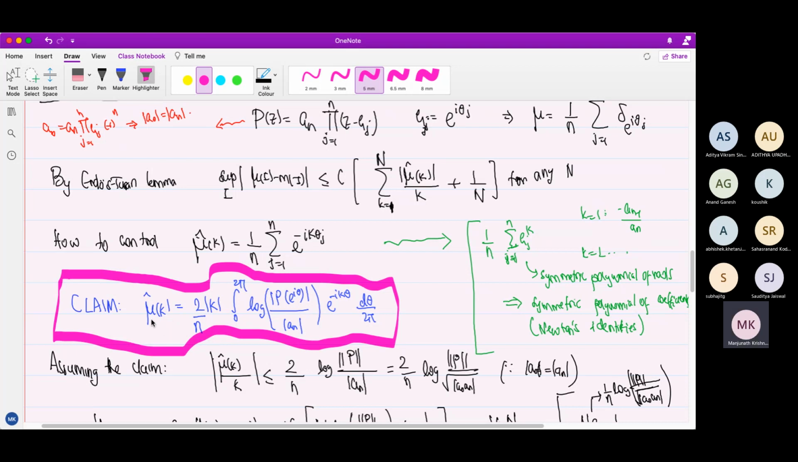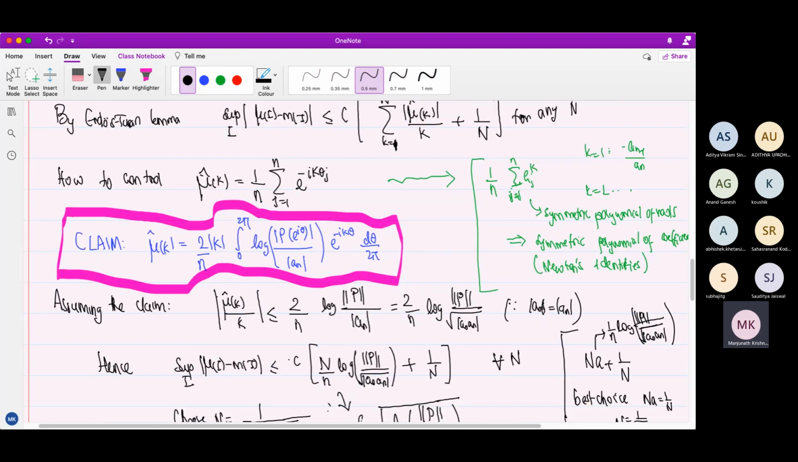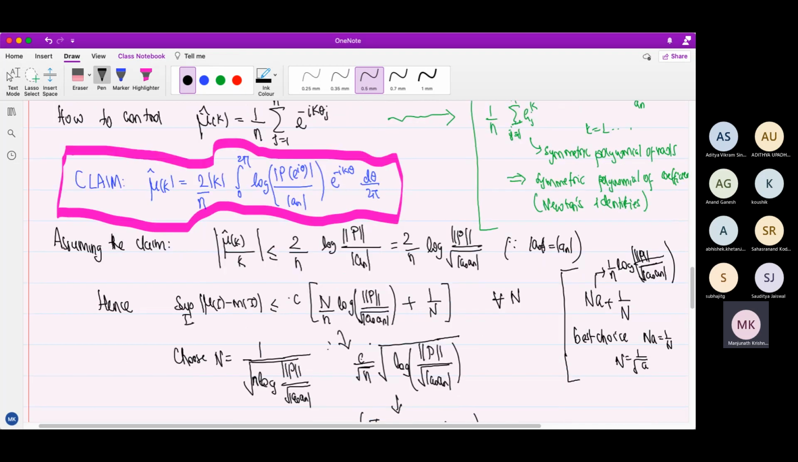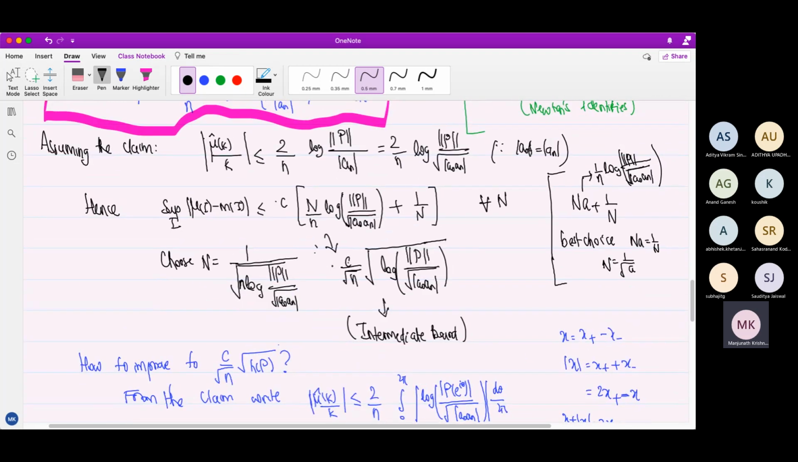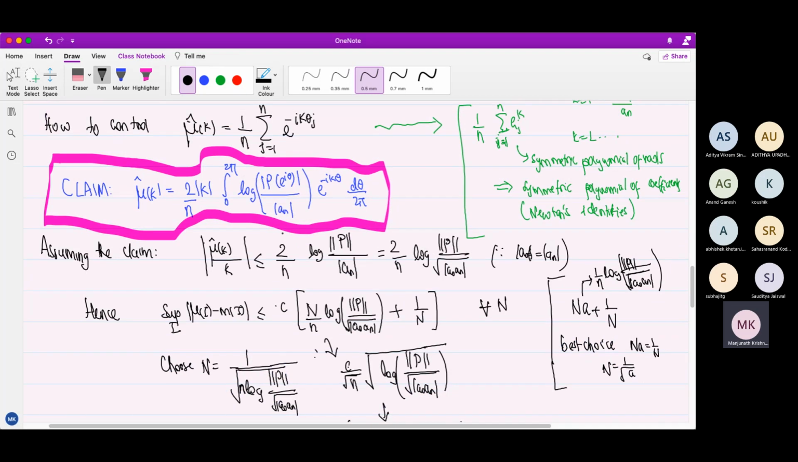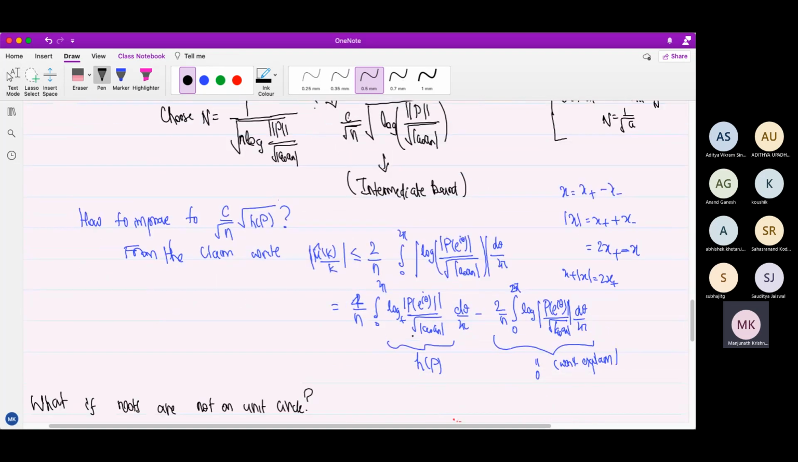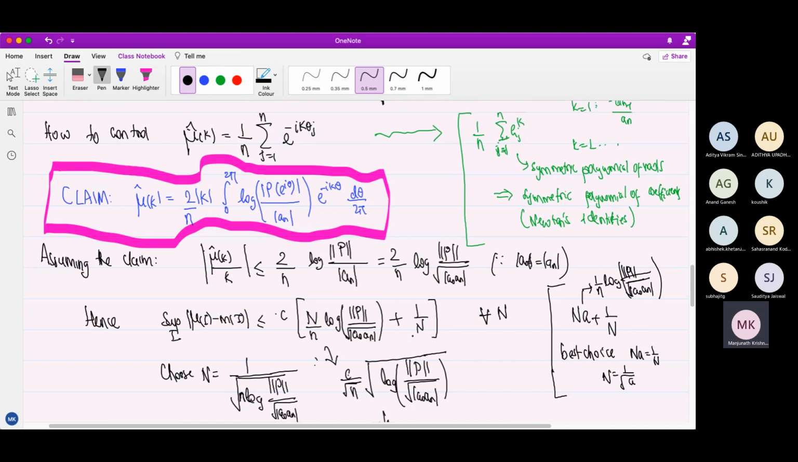Okay, we expressed the mu hat in terms of Fourier coefficients, in terms of the polynomial, and from there we can get a control. We got the control that mu hat k over k is bounded by the h of p basically. Rather, I did it for the log norm p over square root a0 an, and then we get the whole bound. And how to improve that to h of p? You can leave it at the integral level. Then you have to do a little more work, and you will get h of p.